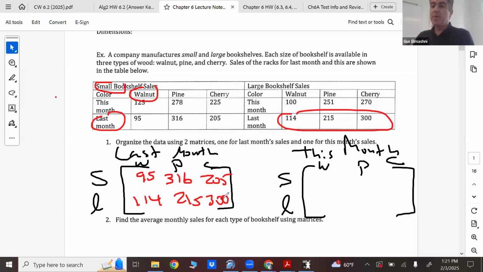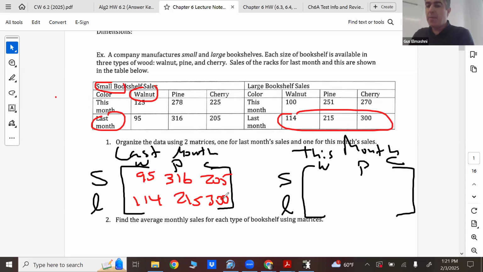So what I deliberately did was I put my size bookshelves as rows and my color bookshelves as columns. You could do it the other way around too, by the way. You didn't have to do small and large as rows. You could do walnut, pine, and cherry as rows and small and large as columns. Totally up to you. Doesn't matter. Just be consistent. That's all I ask.